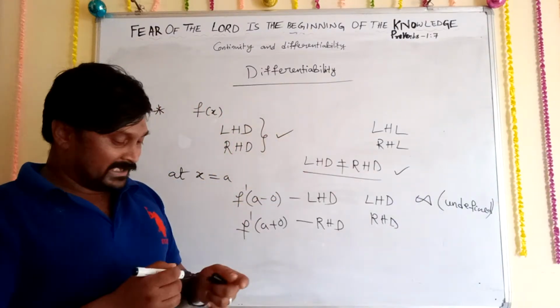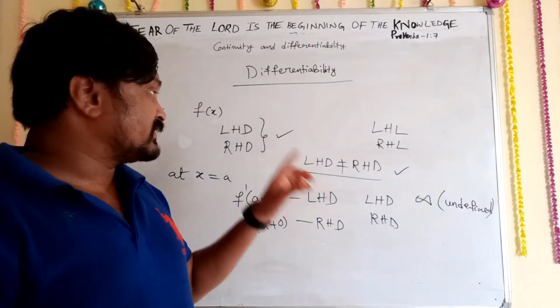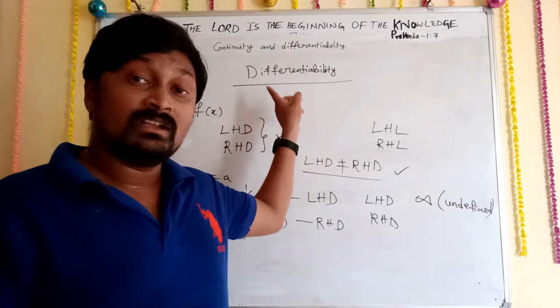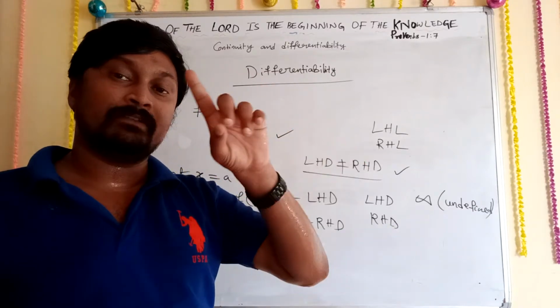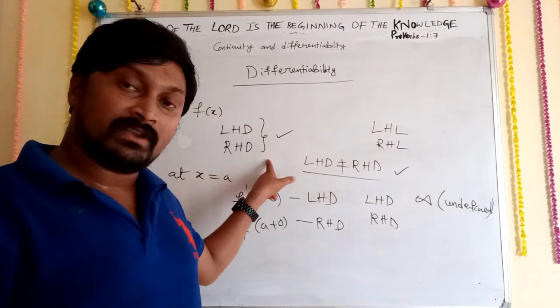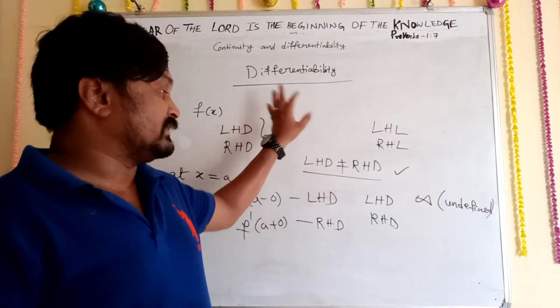So now mainly you have to remember point number one: the function is differentiable at x is equal to a when the left hand derivative is equal to the right hand derivative. If not, it is not going to be differentiable.